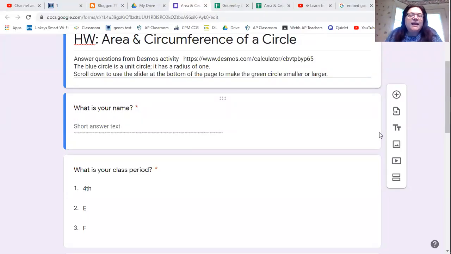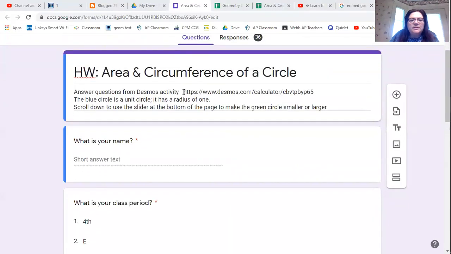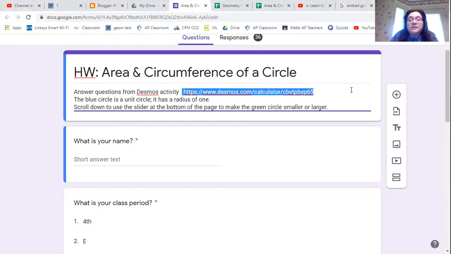Okay, guys, if you have not yet done the homework on area and circumference of a circle, it is a link in Desmos. So we've used Desmos before, but someone has built a little homework app in Desmos. So if you open the Google document, you'll see that the Desmos link is right here. And that Desmos link is also in RenWeb. It's also in the Word document that I sent you.